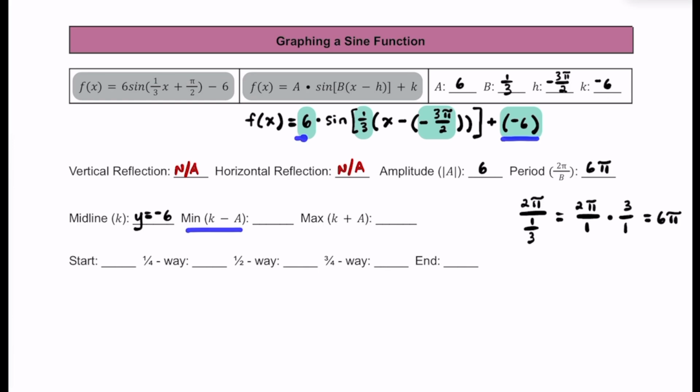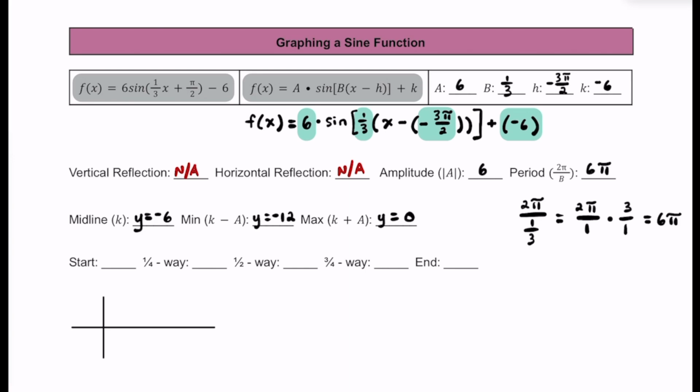If you go ahead and take away 6, then the minimum would be at negative 12. So it's going to be y is equal to negative 12. That's the lowest this function will go to. Now for the maximum, that's going to be going from the midline and adding the amplitude. So if we're at negative 6 and then we add 6, we know that our maximum y value for this function is going to be y is equal to 0.